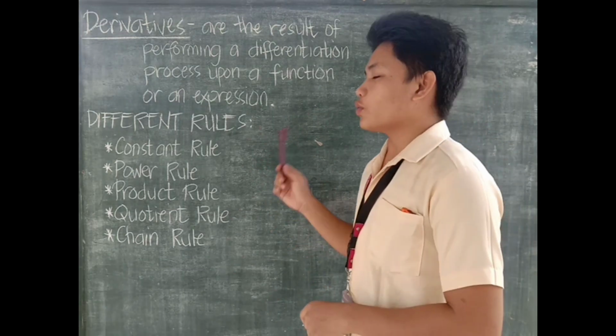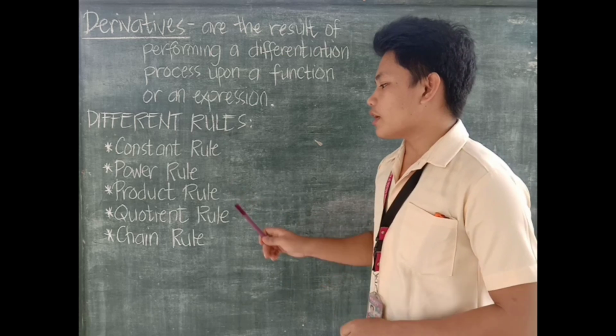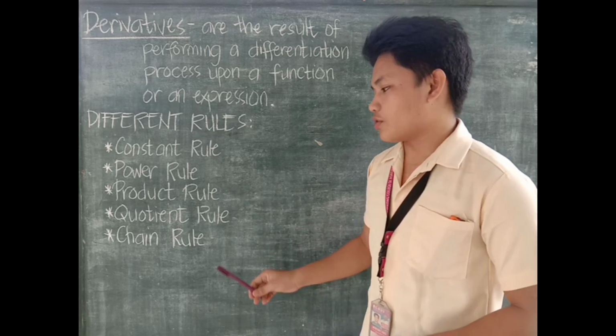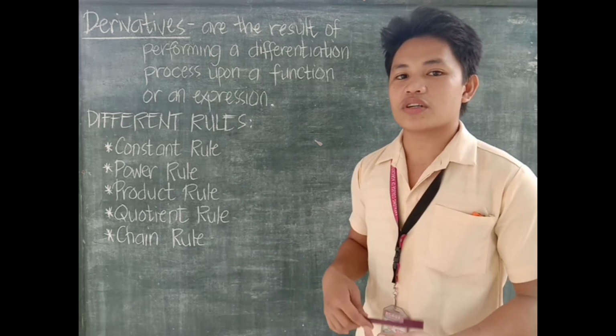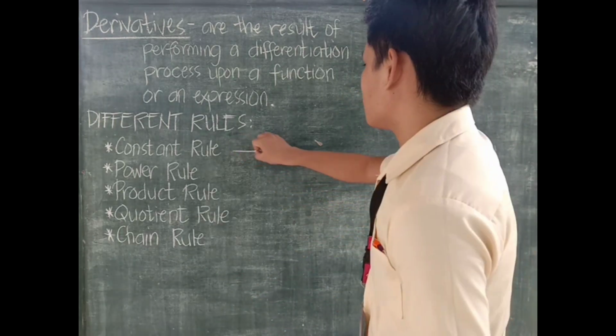So, in order to do derivatives, you have to consider these rules: the constant rule, power rule, product rule, quotient rule, and the chain rule. These are the important processes in order to get an exact result. Okay, first, let's talk about the constant rule.